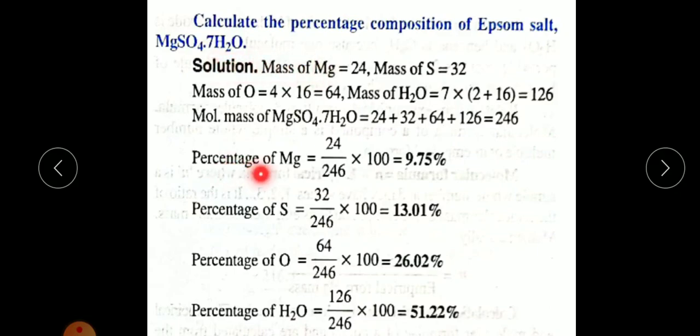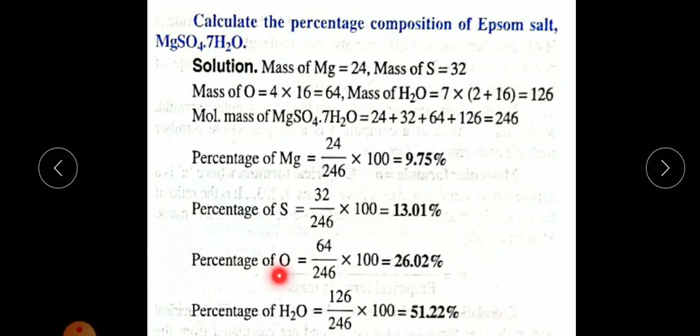First, percentage of magnesium. In this formula we have got only 1 magnesium. So 24 is the atomic mass, into 1, divided by the molecular mass of the compound, 246, into 100, which will come as 9.75. Similarly, for sulfur there is 1, so 32 into 1 by 246, the molecular mass, into 100, which will come as 13.01%.